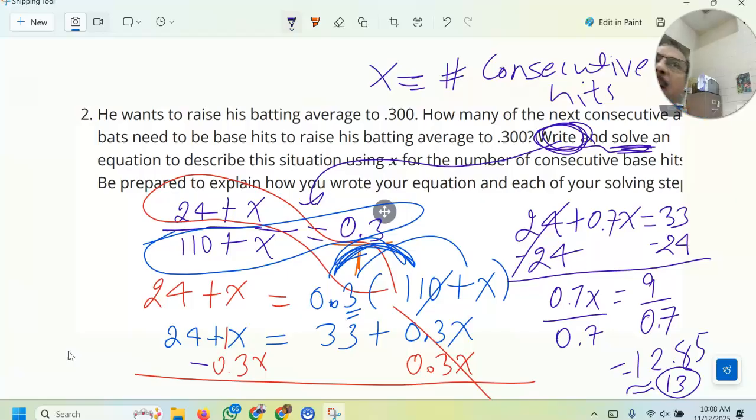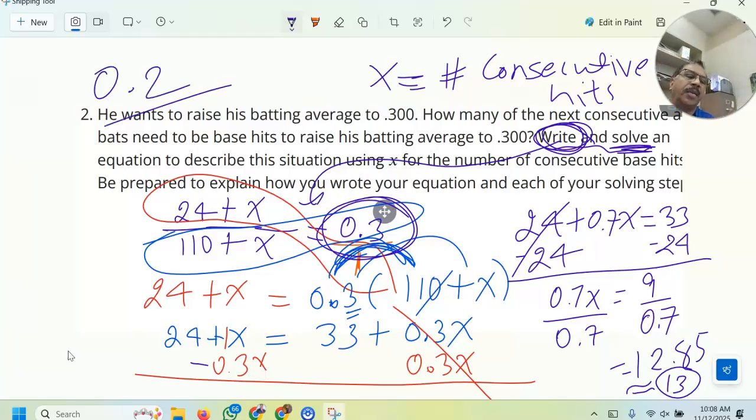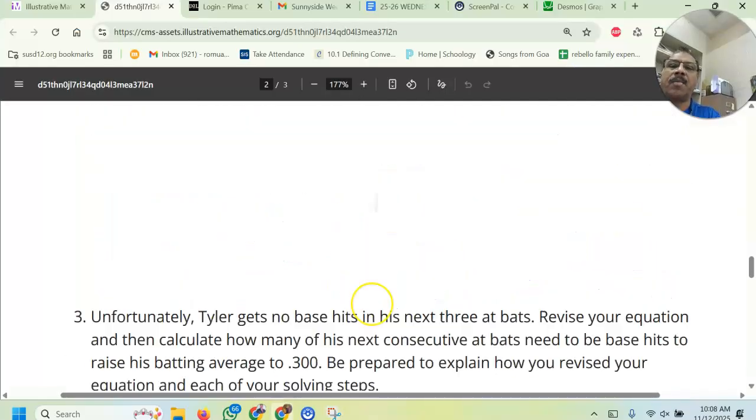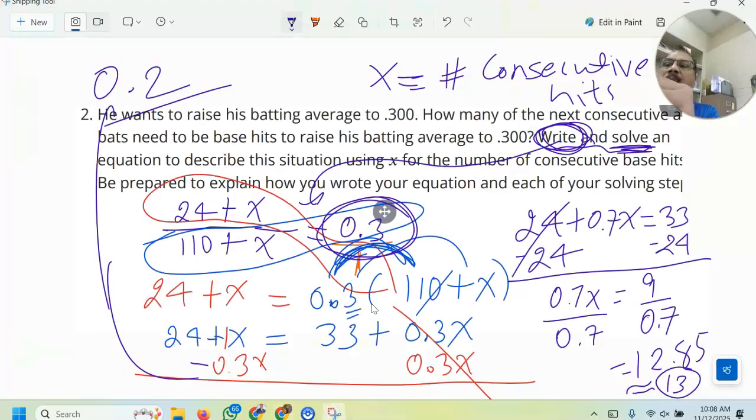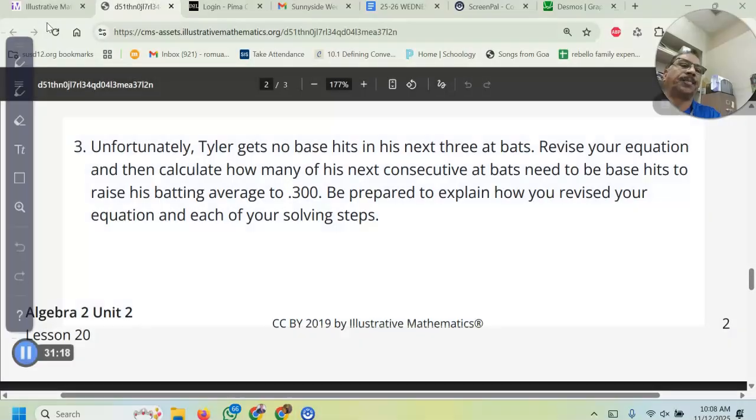So if he goes to bat and hits continuously 13 times, his average would be 0.3. Initially it was 0.2 something. So now to improve it to 0.3, he has to get consecutive hits, 13 consecutive hits. I hope I made sense. This is a real application. And the last one, there's one more question here. Look at that. And with that, we end up everything.